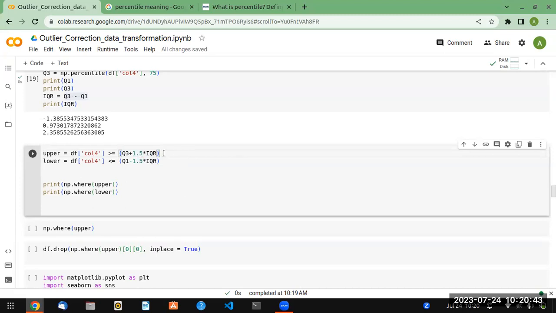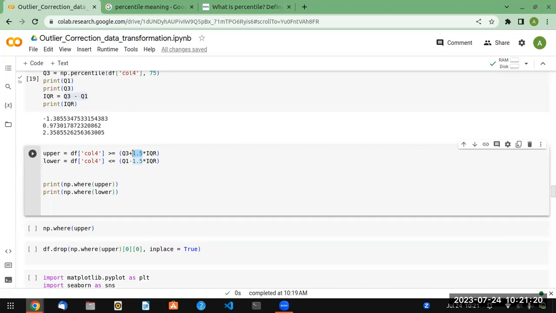If this 1.5 were 5.5, what will be the consequence? Your range will increase or decrease? Increase, sure. If my range increases, then what is the drawback here? Maybe the real outliers will also be considered as normal points, right?